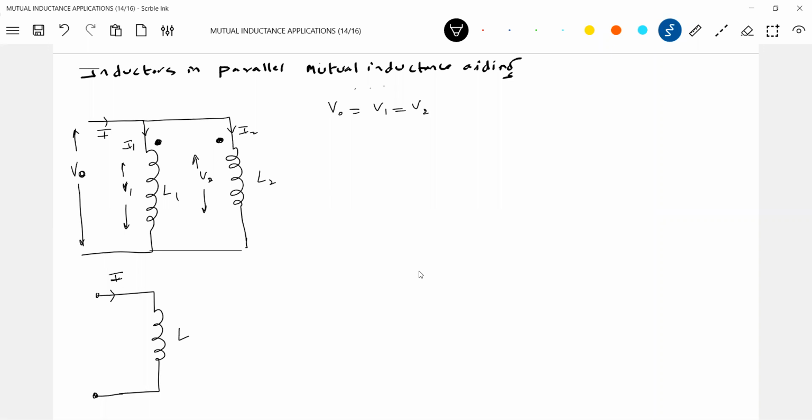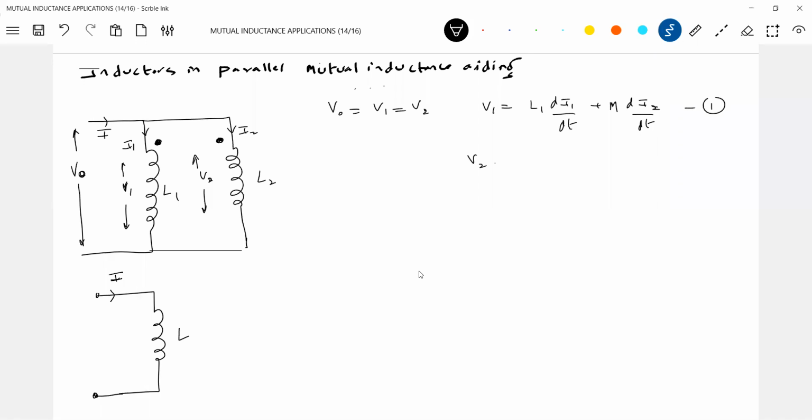So what is V1? V1 should be L1 di1 by dt. Negative signs I'll just take out. M di2 by dt. Due to current I2 flowing, by mutual induction, M di2 by dt is the EMF induced in the first coil, and due to varying current I1, L1 di1 by dt will be EMF induced. So what is the net EMF induced in the first coil? L1 di1 by dt plus M di2 by dt. This is equation 1, you write it.